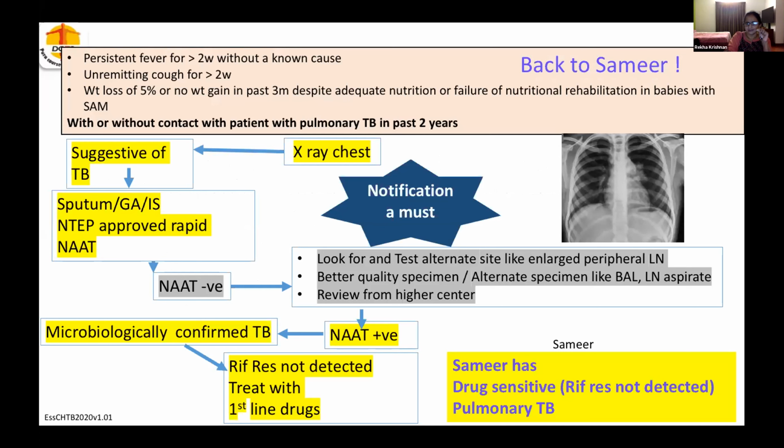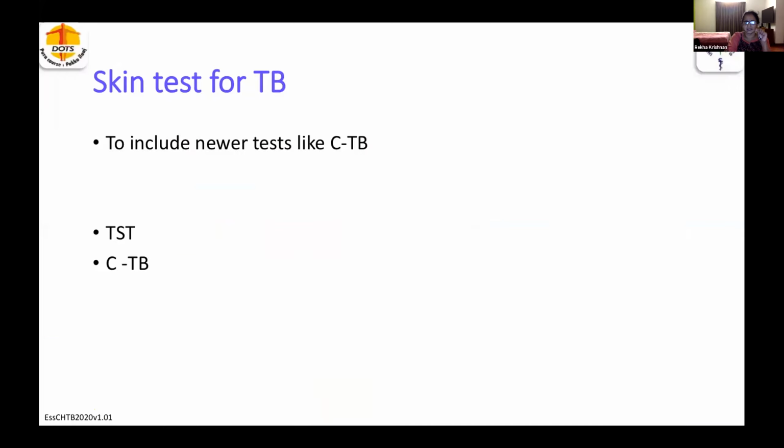And we have sent a repeat sample for our patient and found that it is NAT positive, rifampicin sensitive, and he is started on first line drugs. And next, don't forget to notify the patient, and don't forget to test for HIV in all patients diagnosed to have tuberculosis. And the next 3-4 slides are regarding the skin test for tuberculosis, which everybody has a lot of doubts about, whether to send or not.